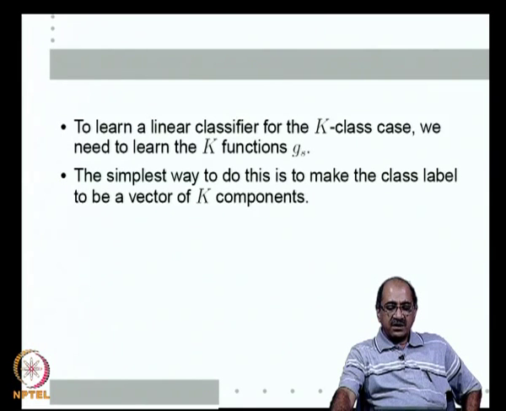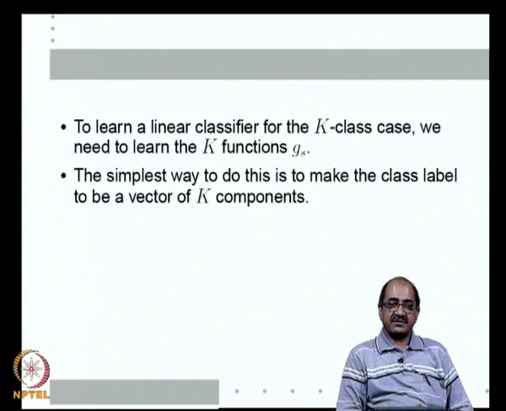we need to learn the k functions g_j, each is a linear function. So, the way we do it is to make the class label itself a vector. Instead of making the class label take values 1 to k, we will make the class label take k dimensional vector values. So, class 1 will mean 1 0 0 0, class 2 will mean 0 1 0 0 0 and so on, right.